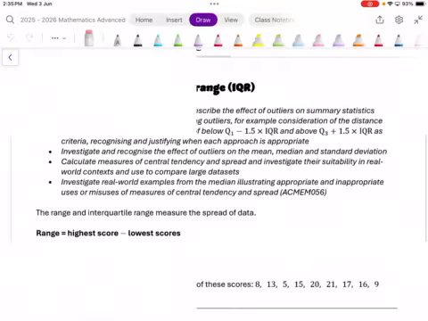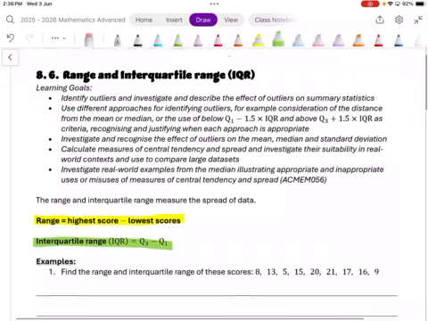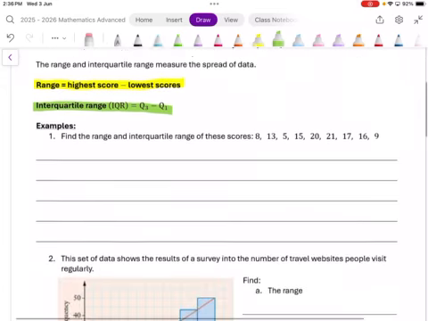Okay, what we're doing today is we're looking at range and interquartile range. So we should all know that range and interquartile range measure the spread of data. Range is our highest score minus our lowest score, and interquartile range is our IQR, which is Q3 minus Q1. So we have to find the range and interquartile range for this set of scores.